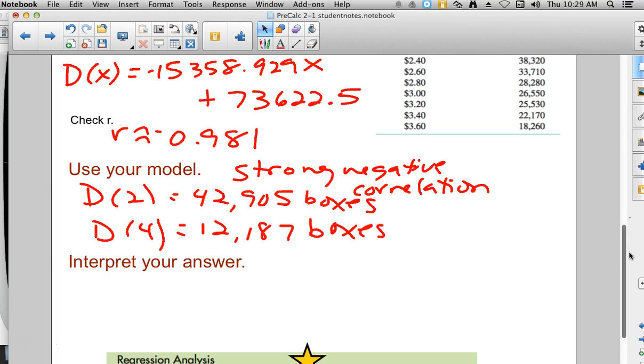Okay, so we would write ourselves a nice little sentence here. At $2 for each box of cereal, Twin Pixie would sell about 42,905 boxes. At $4 for a box of cereal, they would sell approximately 12,187 boxes. So this is the little sentence thing here.